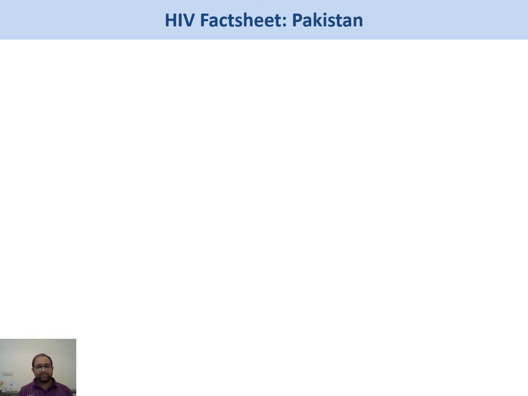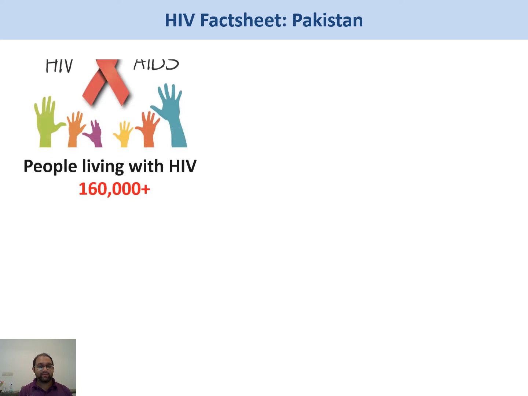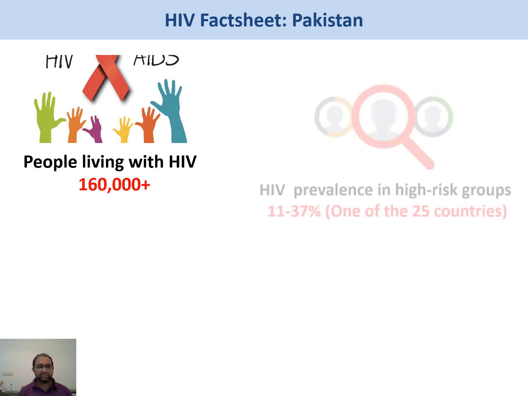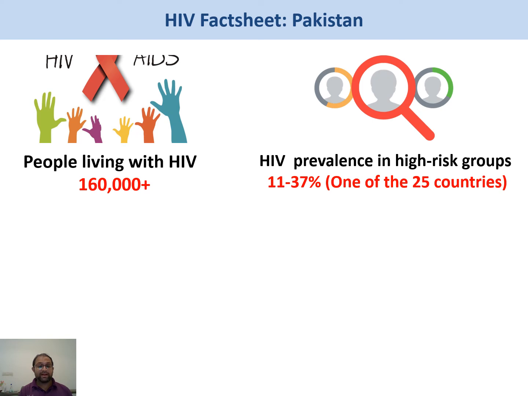So this is the HIV fact sheet related to Pakistan. The data I've taken is from the UNAIDS and NACP websites. So currently there are more than 160,000 people who are living with HIV. The sad, or concerning, part is that the HIV prevalence in the country is really, really high. If you consider different high-risk groups, the prevalence varies from 11 to 37%, which makes Pakistan one of those 25 countries which has a prevalence of HIV of more than 25%, especially in the IDU community.